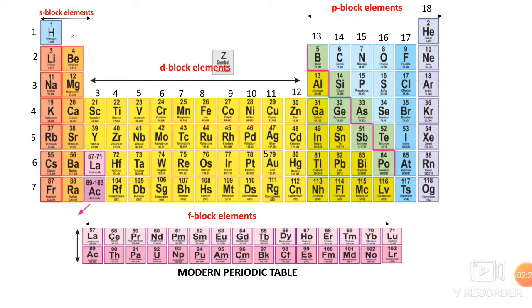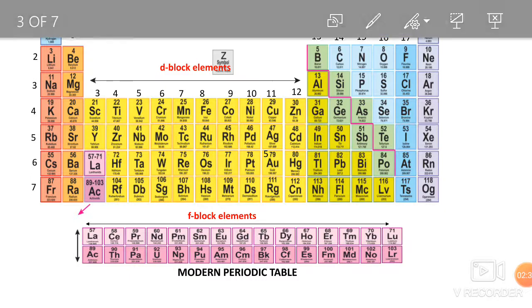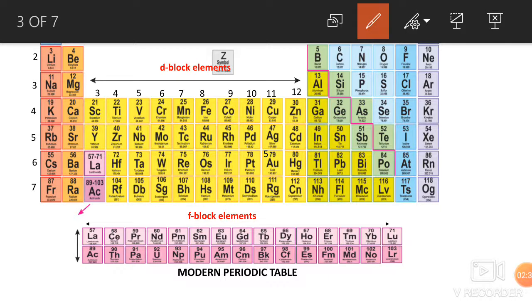In the modern periodic table, D block elements are placed between S block and P block elements. These D block elements are placed between group 3 to 12 and within the periods 4th, 5th, 6th and 7th. So, this is the position of D block elements in the modern periodic table.